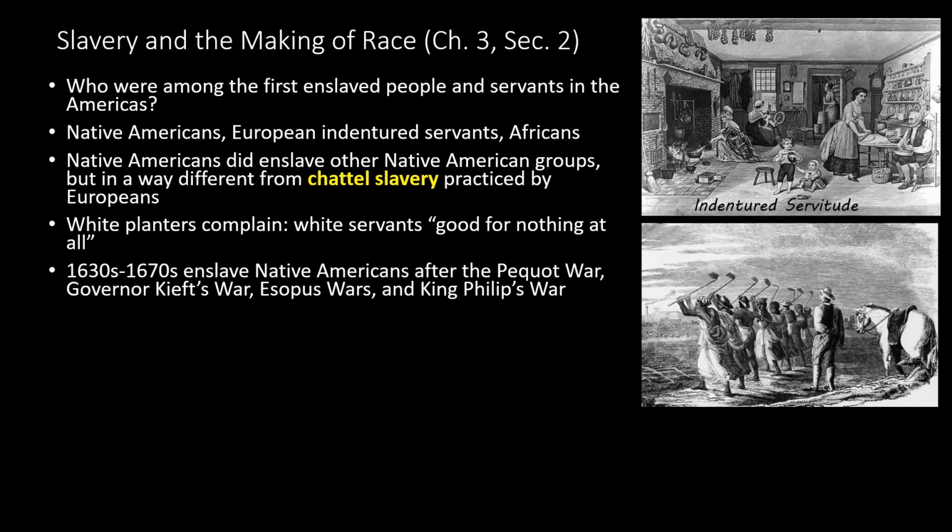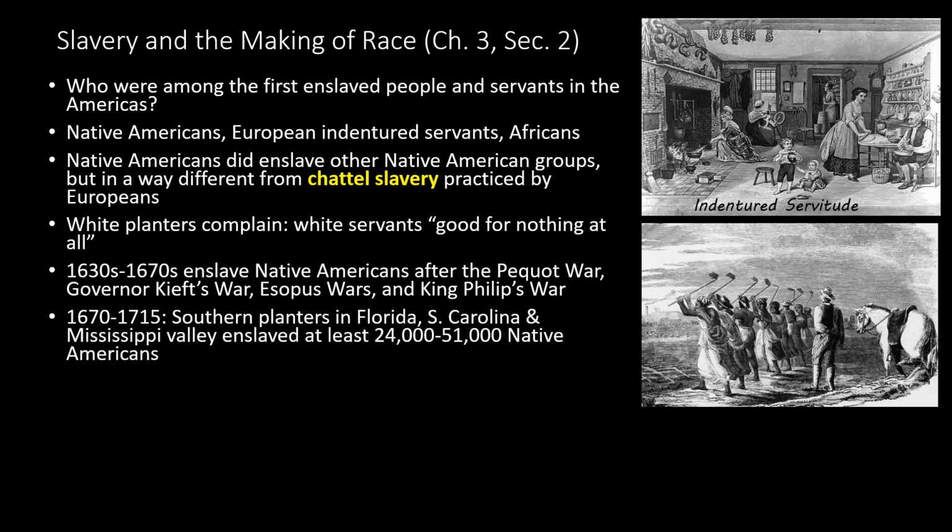Okay, so this text passage describes, for example, that beginning as early as the 1630s up to the 1670s, they acquired a large number of Native American slaves in the aftermath of these wars with Native American groups, such as, for example, the Pequot War, the Esopus Wars, and King Philip's War.